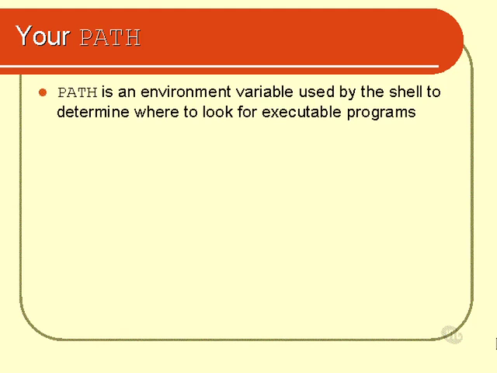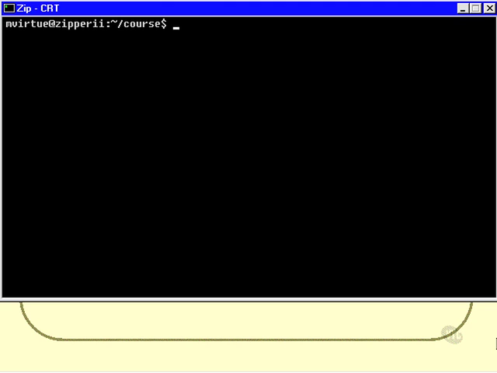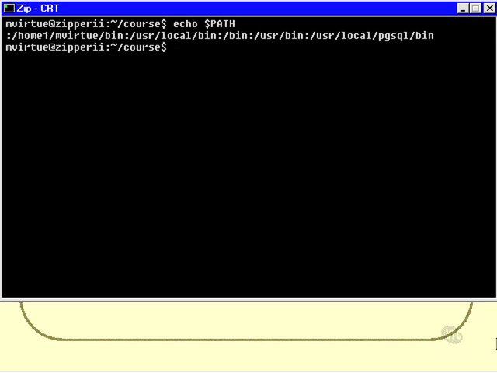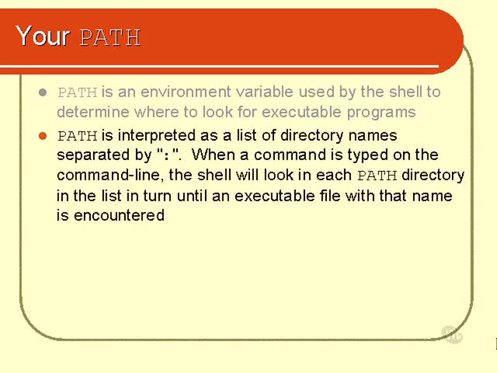So let's have a look at our path environment variable. We do that by typing echo $path on the command line, and this is what we see. It seems to be one great big long directory, but you'll actually find that it's not a directory, it's a series of directories, each separated from the next by a colon. Can you see that? /home/mvirtue/bin, so that's obviously the first directory, followed by /user/local/bin, /bin, /user/bin, and so on. In fact, that is how the shell interprets the environment variable path. It's a list of directory names separated by a colon.